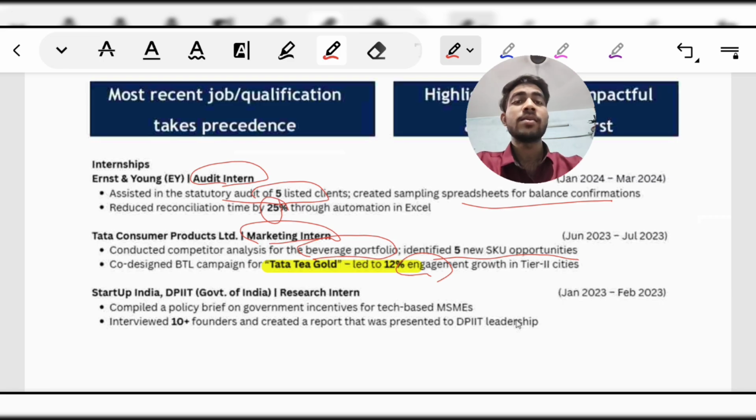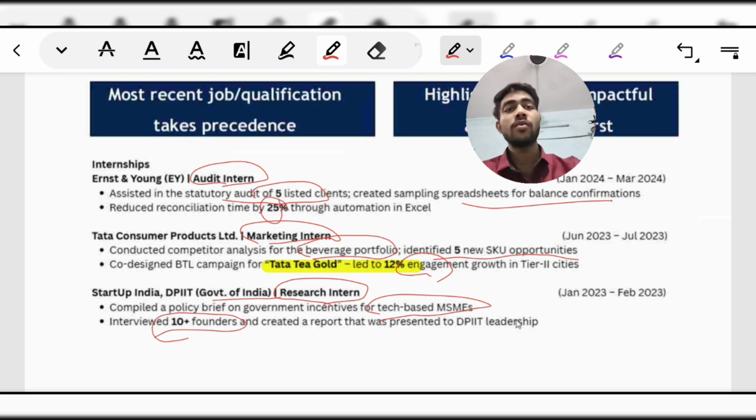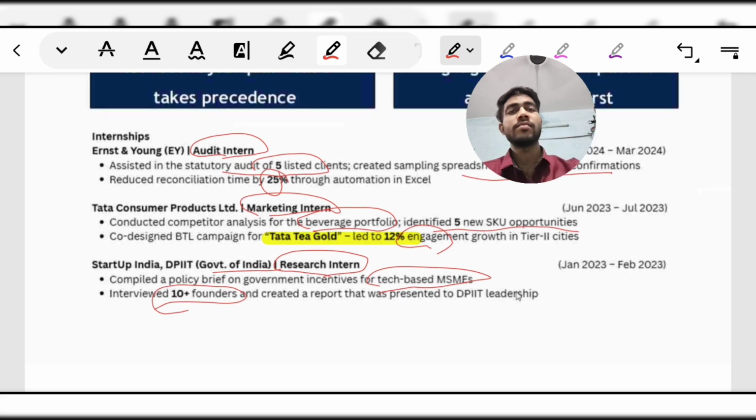The next one is a Startup India, Government of India research internship, working on the policy of government incentives for tech-based MSMEs. The internship involved a team of founders and creators reporting on the project, showing leadership. These numbers make it easy for recruiters to know about your work experience.